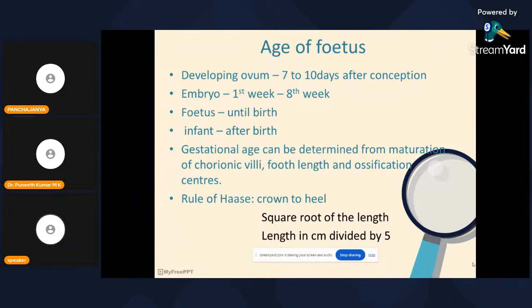There is Haase's rule, where the calculation will be done by the crown to heel length, that is the measurement from head to heel. The measurement should be done. Based on that measurement, calculation of age can be done. That is square root of the length, with length in centimeters, divided by 5. This is based on the condition of the first 5 months and the next 5 months. Based on this formula, we can calculate the age of a fetus.